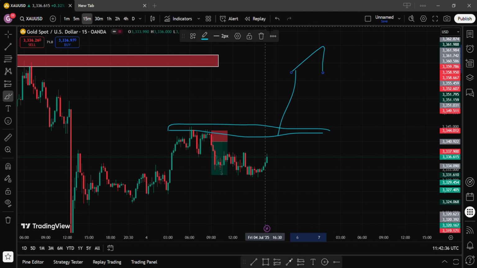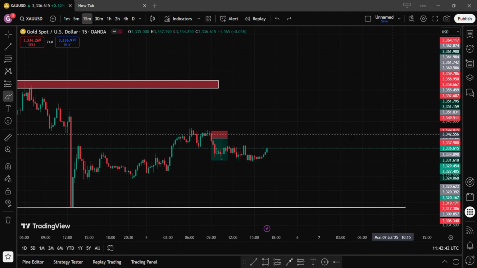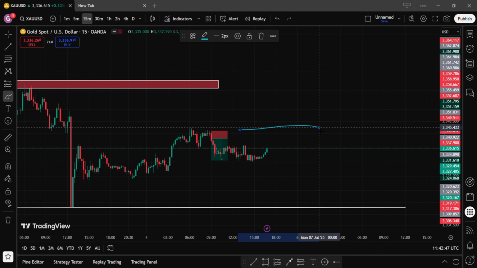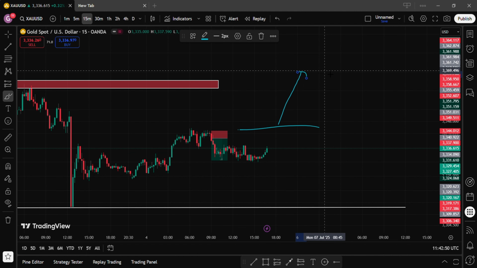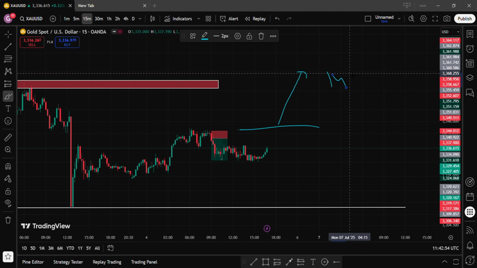So we can capture, I guess approx 170 pips in gold. So at least not 170, but at least we can capture 140 to 150 pips in gold. So that was my view in gold.